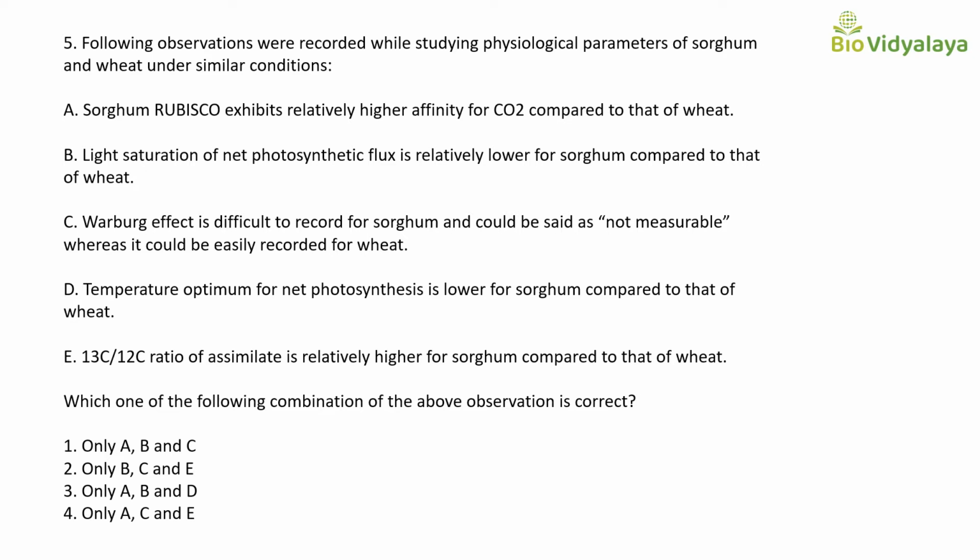Statement D. Temperature optimum for net photosynthesis is lower for sorghum compared to that of wheat. Statement E. 13C by 12C ratio of assimilate is relatively higher for sorghum compared to that of wheat. Which one of the following combinations of the above observations is correct? So these are the options. Okay. So from the above statements A, B, C, D and E, you have to find which are the correct statements. For answering this question, you must know which is a C3 plant and which is a C4 plant. Sorghum is C4 and wheat is a C3 plant.